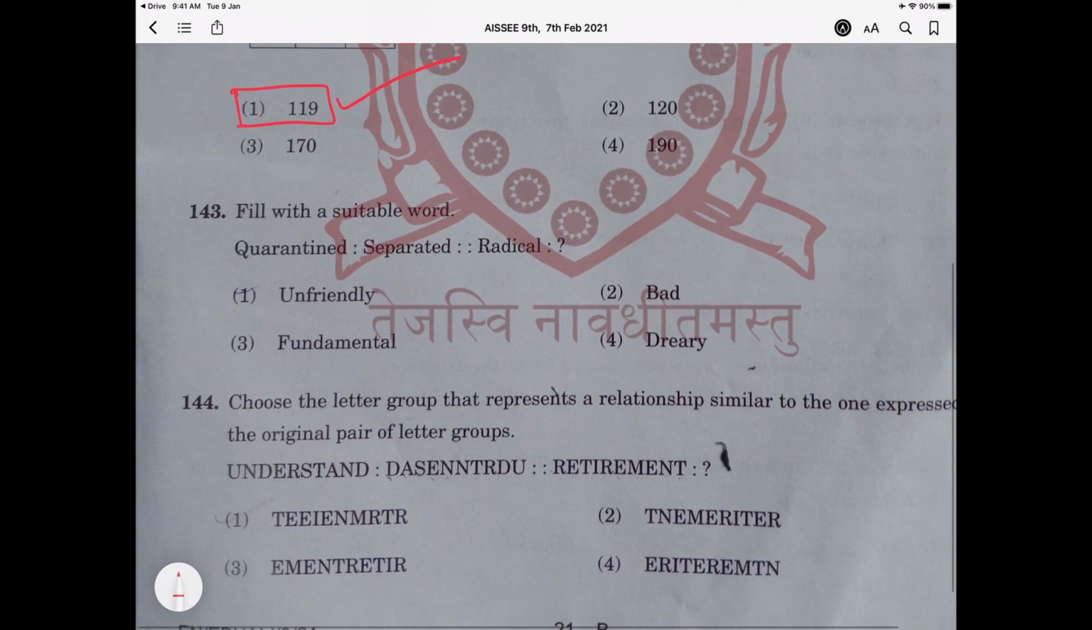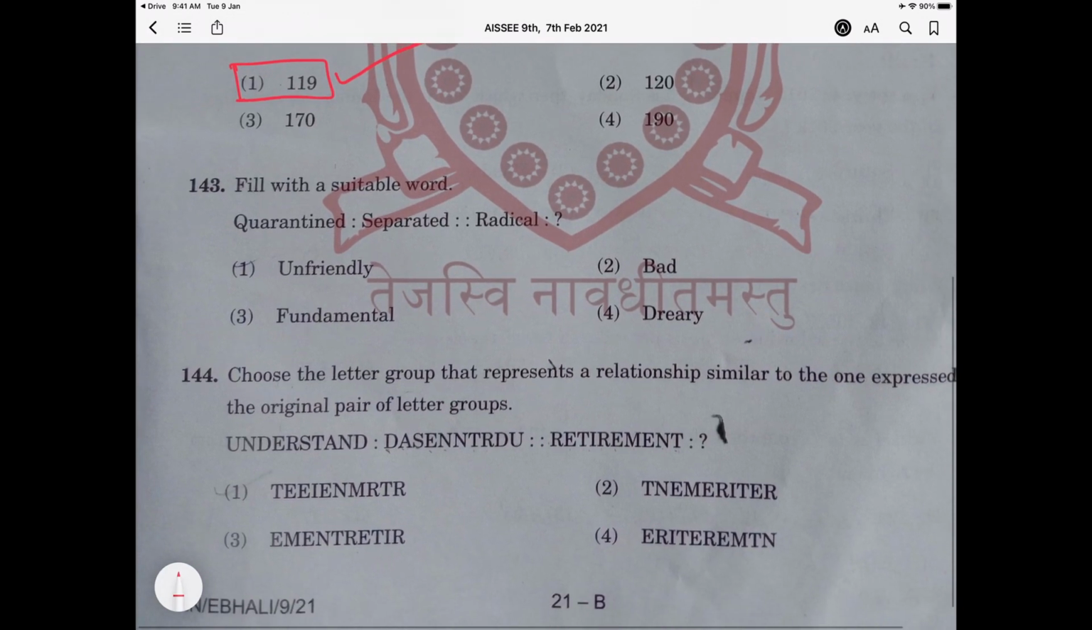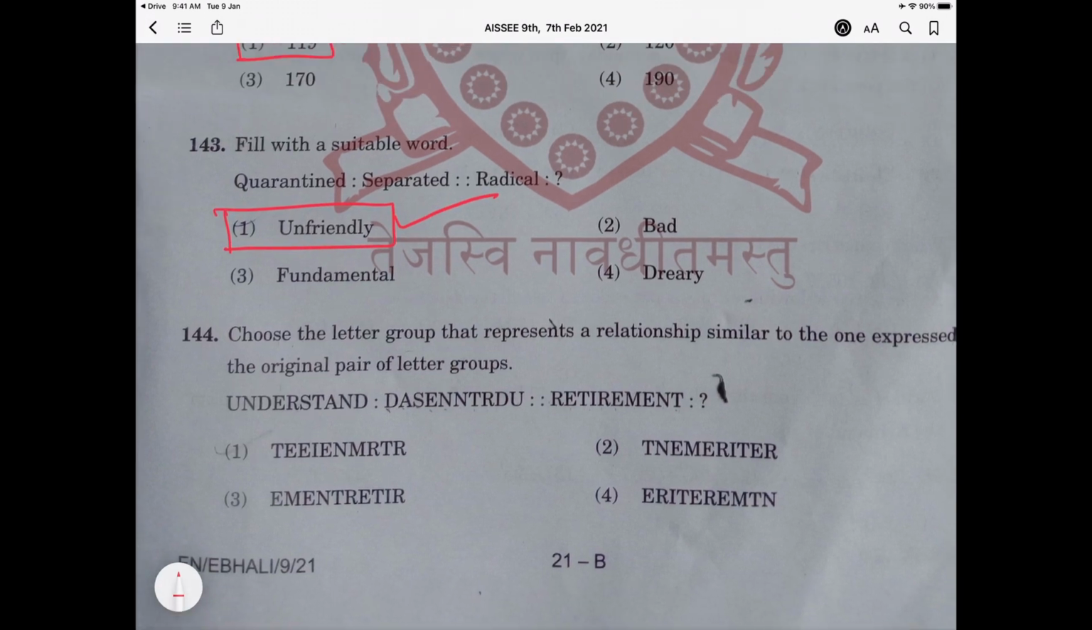Fill in with the suitable word. Quarantined, separated, radical. So extreme word, unfriendly. Okay, often you hear this word in news.